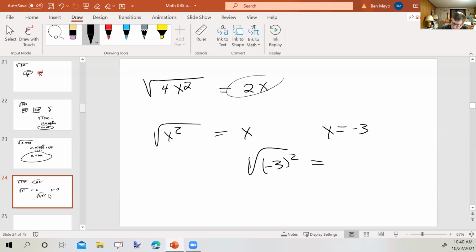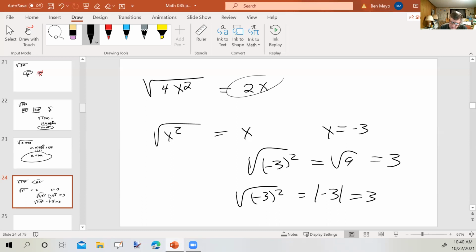Well, -3, the quantity squared, is 9. The square root of 9 is 3, right? Okay, so if we were to do this, that would be the wrong answer because we have to get a positive answer. How could I make this a positive answer? Well, I could use absolute value bars, okay? Now, in this case, since I know the answer is supposed to be 3, I could go in and write it as 3. But let's go back to this scenario, okay?